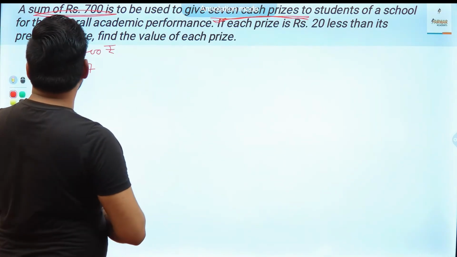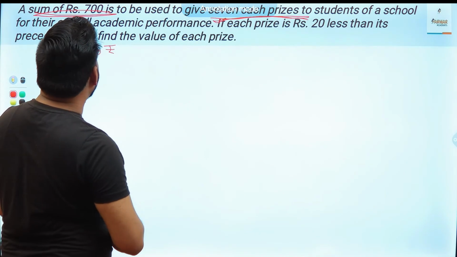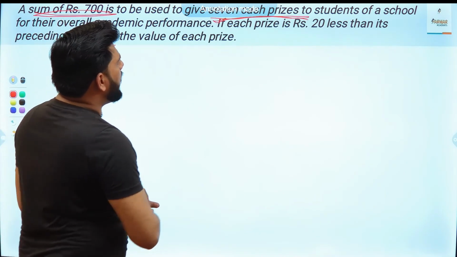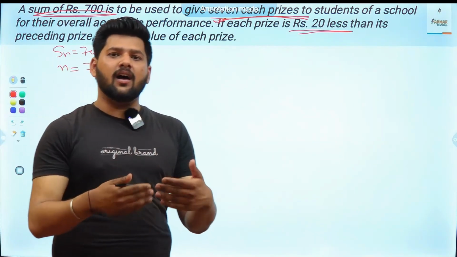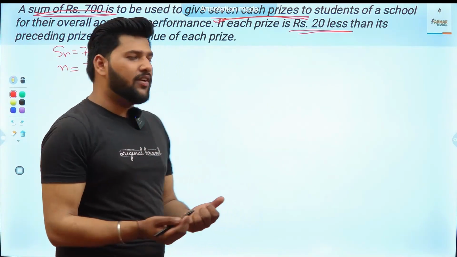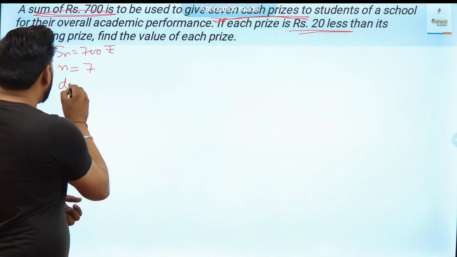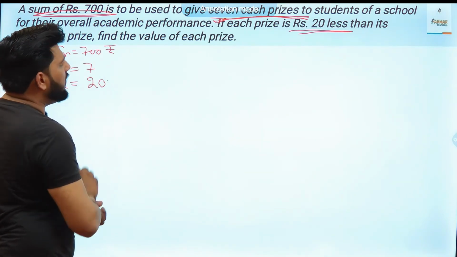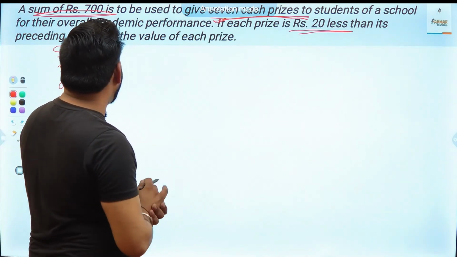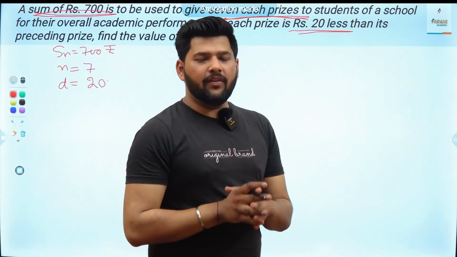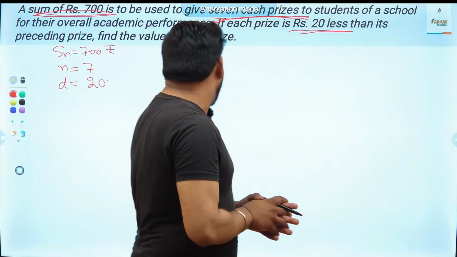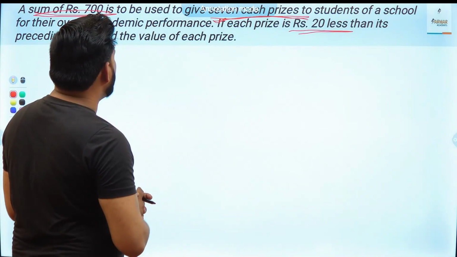For their overall academic performance, if each prize is 20 rupees less, it means the difference between the cost of prizes is 20. That is, the difference is 20 less than its preceding prize. Find the value of each cash prize. We have to find the value of each cash prize. So very interesting and easy question.